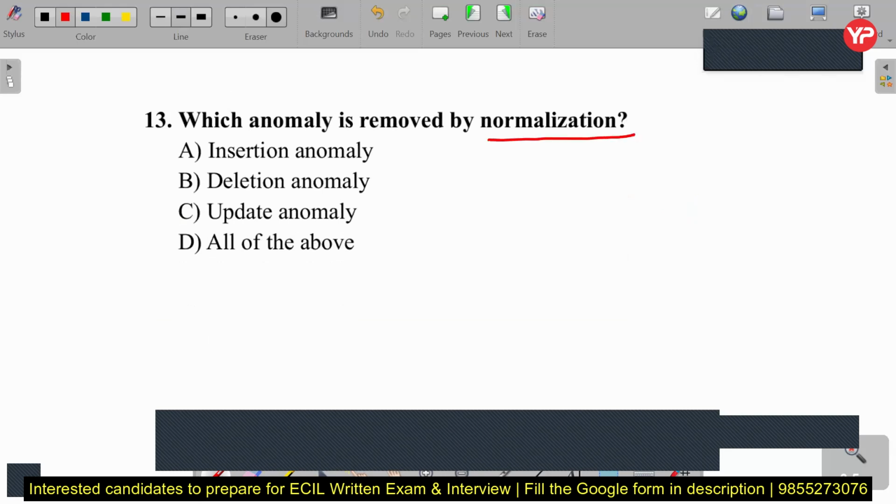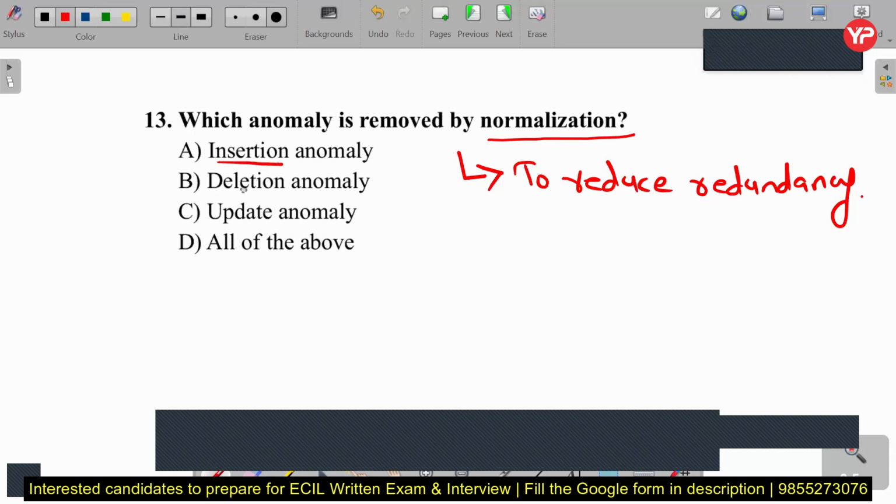Next, which anomaly is removed by normalization? See, what is the purpose of normalization? The purpose of normalization is to reduce redundancy. Yes or no? And once we have redundant data, we face the problem of insertion anomalies, deletion anomalies, which we already covered in our standard lectures, and update anomalies. What these anomalies are, we are going to discuss. Fine. So the right answer is all of these.